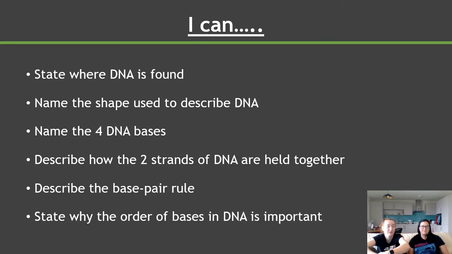So we're going to learn where DNA is found, the shape used to describe DNA. We're going to be able to name the 4 DNA bases, describe how the 2 strands of DNA are held together, describe the base pair rule, and state why the order of bases in DNA is important. Now, it looks like a lot. It actually really isn't, and this one should be quite nice for you.